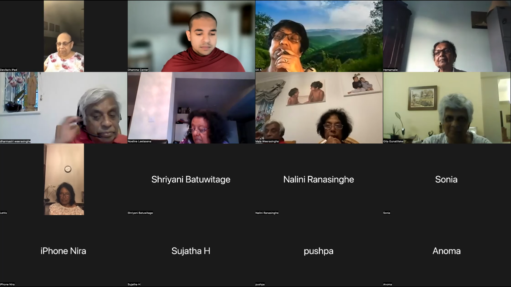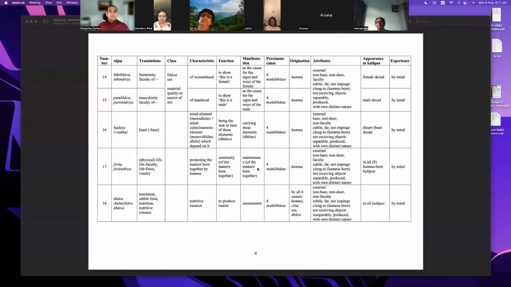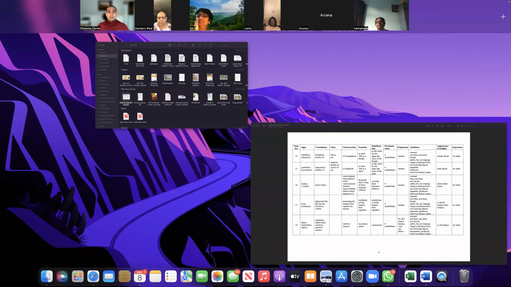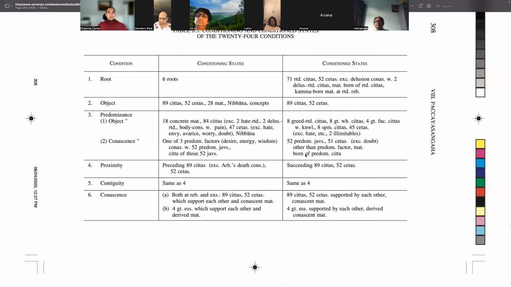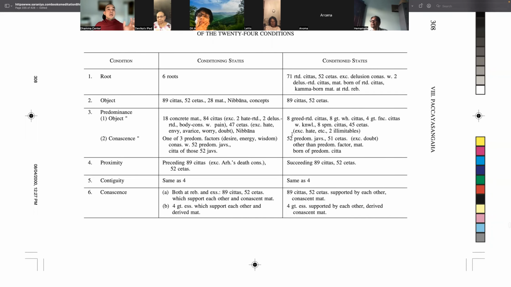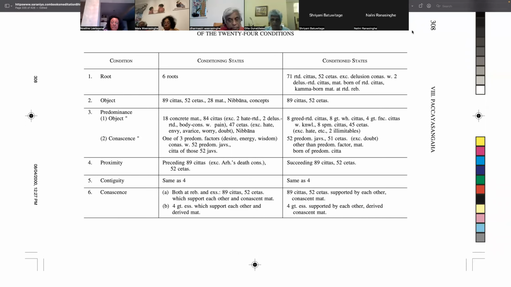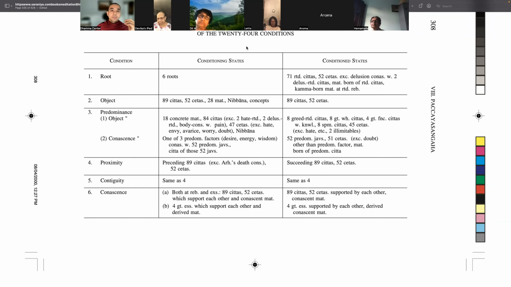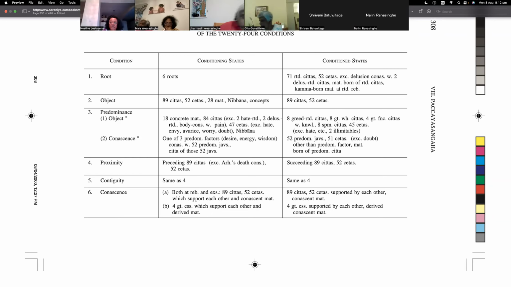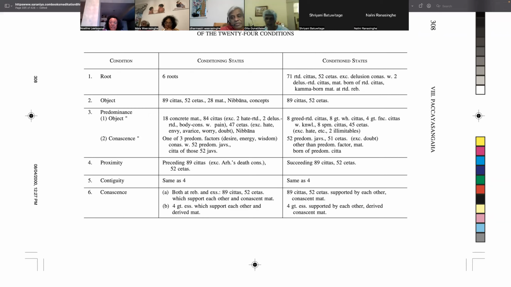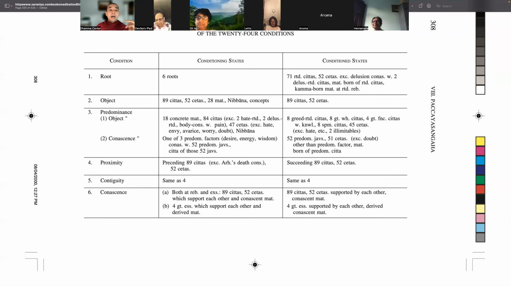Now, let us go to the chart. Right. Now, how many of you were able to read through the definitions of the 21 pacchas? The meanings. Were you able to revise? Read through? Yeah? Good. Some of you have, some of you haven't. But you need to.